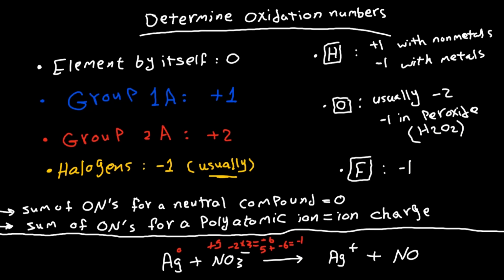They are not necessarily the same as they were here, because the oxidation number can change when the element is in different circumstances. So Ag now has a positive charge of one, so the oxidation number of Ag is going to be +1.